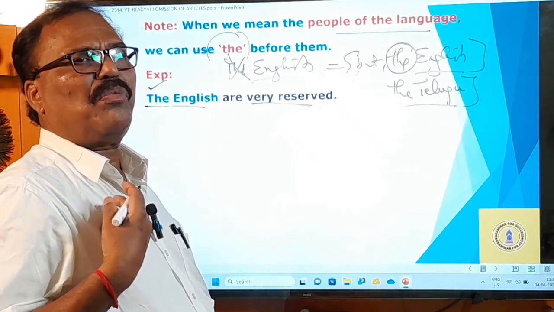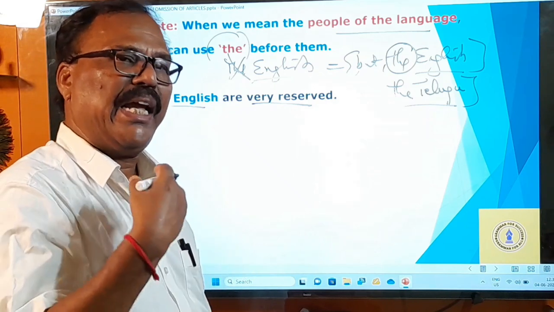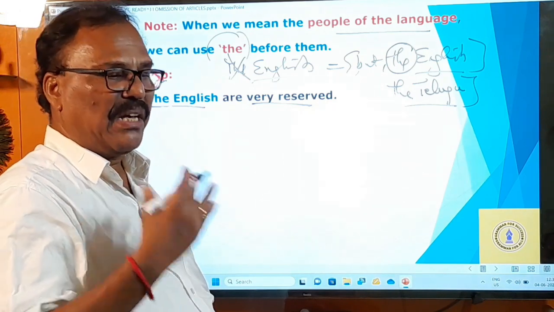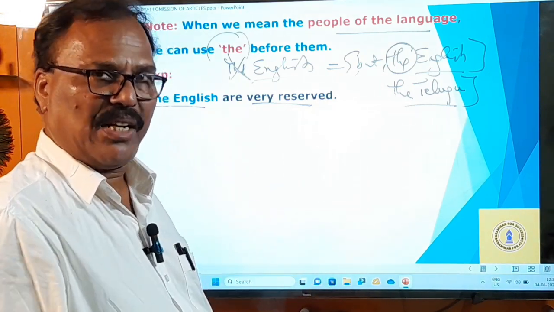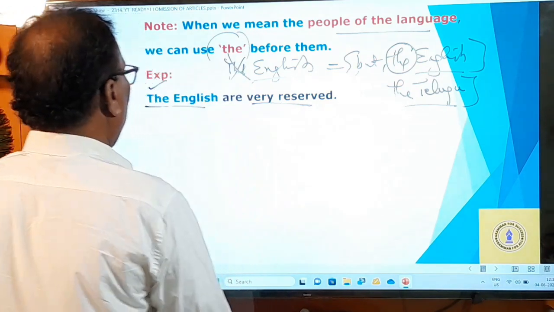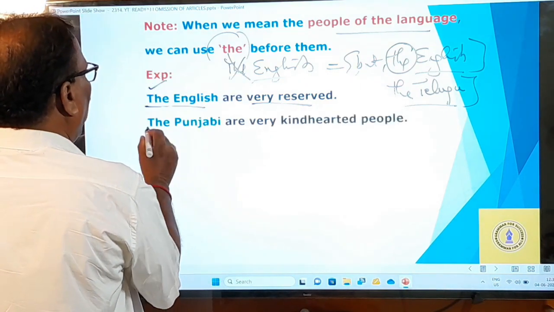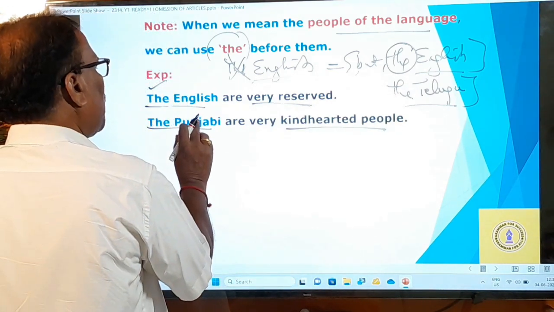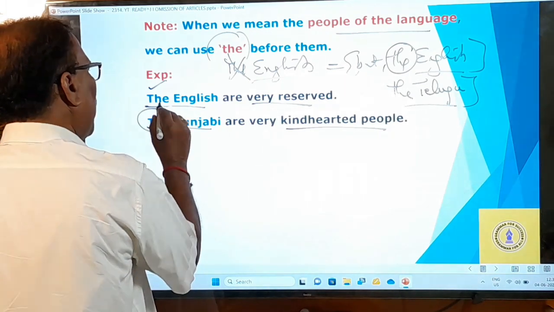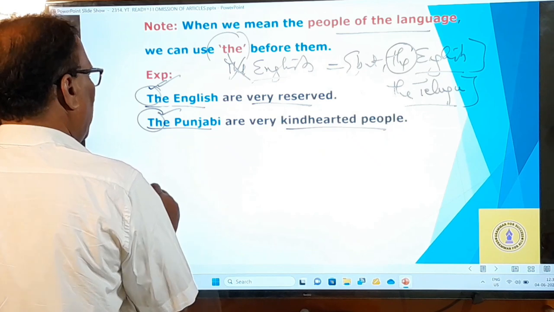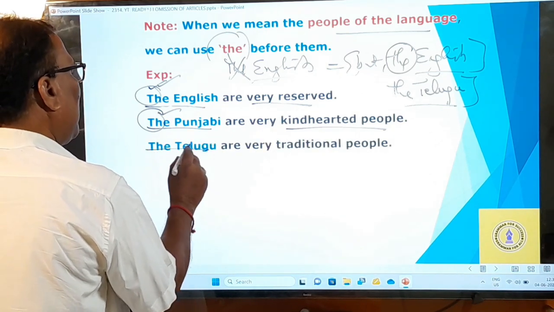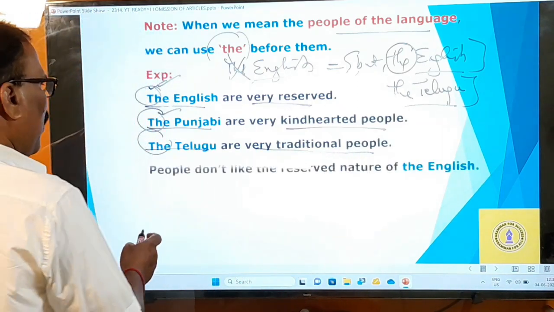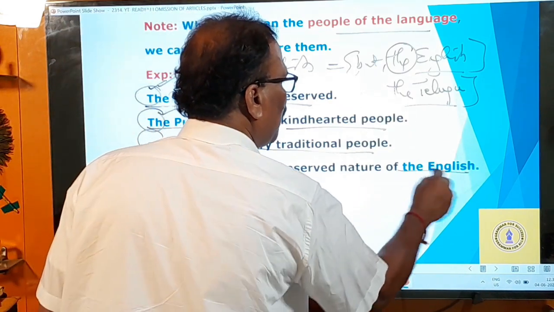But in India, we people talk to everybody and anybody, even if they are not known to us. That's our nature. We mingle with everybody so intimately. But they don't. That is their nature. Okay, leave it. And here, the Punjabi are very kind-hearted people. We are talking about the people speaking that Punjabi language, therefore it's okay. And here, the Telugu means the Telugu-speaking people are very traditional people. And here you see one more thing. People don't like the reserved nature of the English.